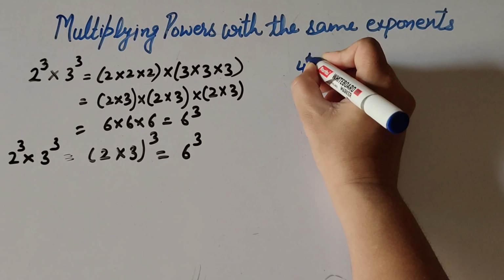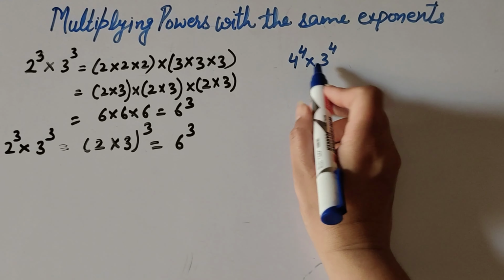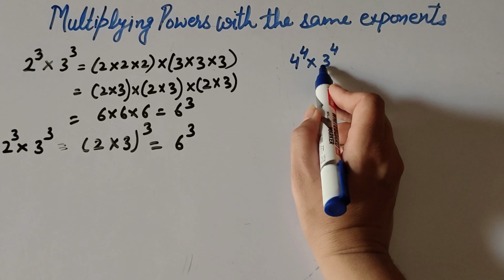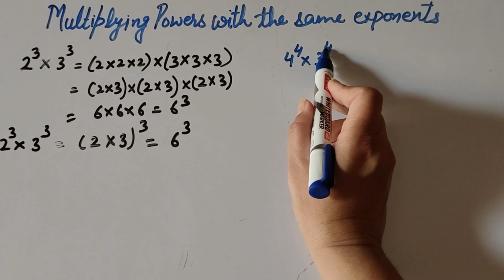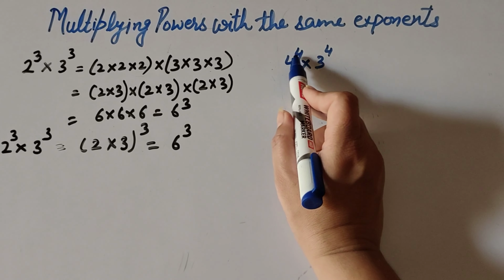Let's take one more example. 4 raised to power 4 and 3 raised to power 4. Again there are two terms: 4 raised to power 4 and 3 raised to power 4. In this, the exponents are the same but their bases are different.